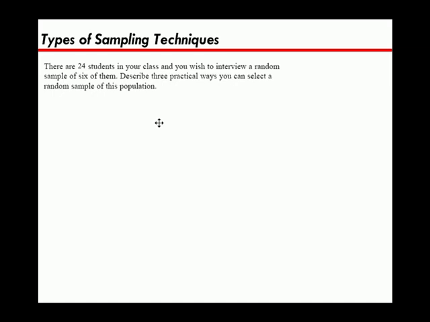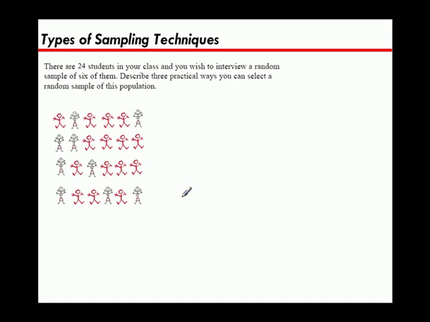All right, so let me introduce you to your class. Here's your class, 24 students in total, and you want to ask 6 of them some questions. Well, how do you go about doing that? Let's start with the first way, the simplest way, which is just called the simple random sampling technique.